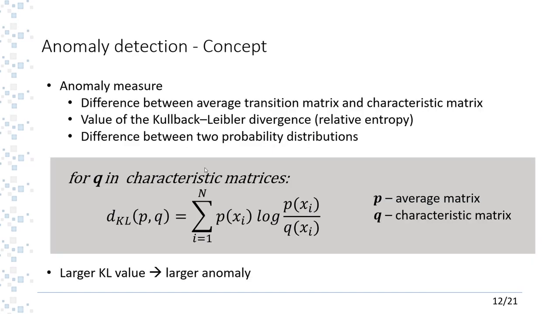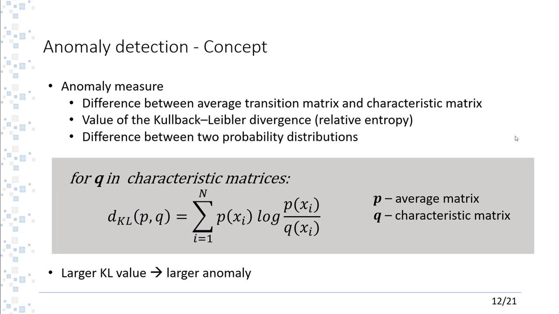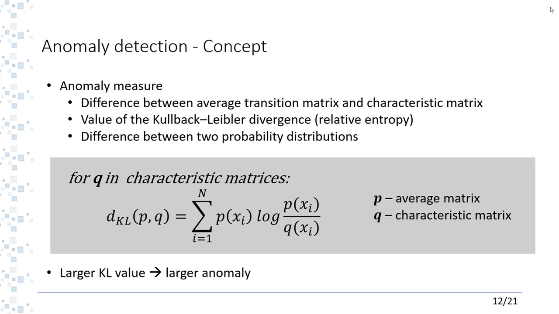This is the anomaly detection concept. So we need to define some kind of measure of the anomaly, so some kind of difference between normal behavior and anomalous behavior. To represent the normal traffic behavior, we use the average speed transition matrix, and then we measure the difference between each characteristic matrix and the normal behavior. For measuring this distance, we use the Kullback-Leibler divergence. It measures the relative entropy. Basically we chose this metric because it measures the difference between two probability distributions, and the speed transition matrix is some kind of probability distribution.